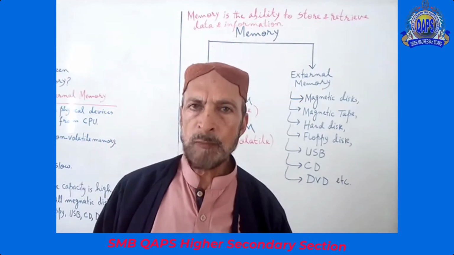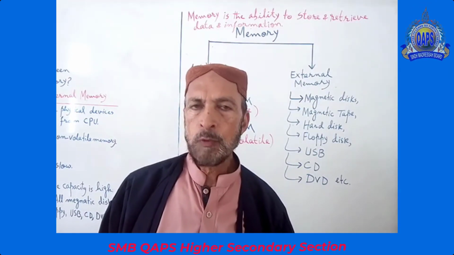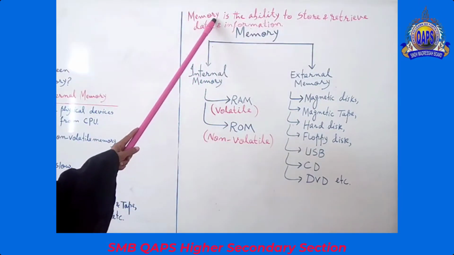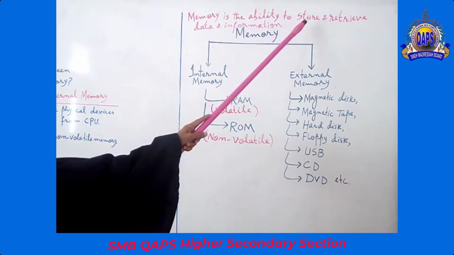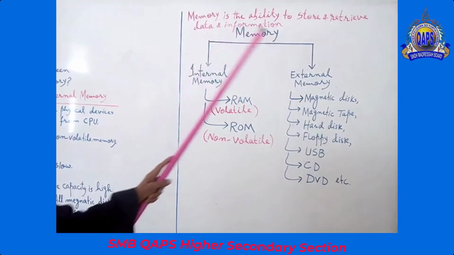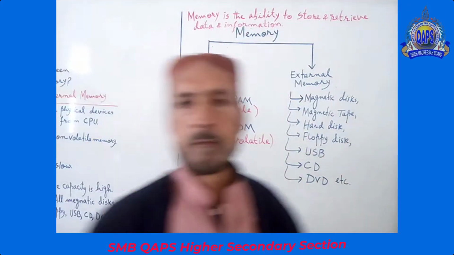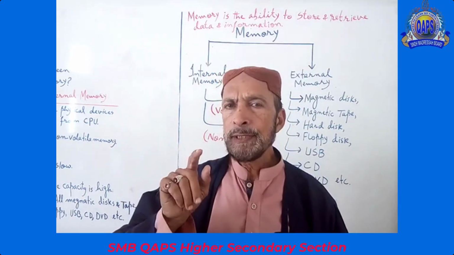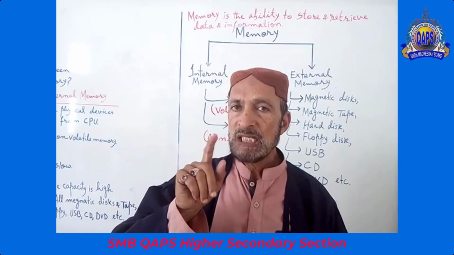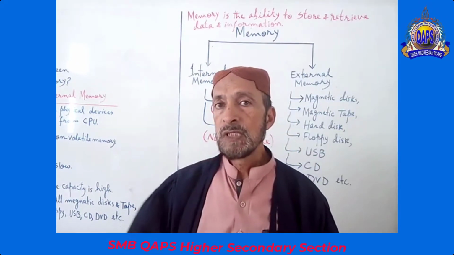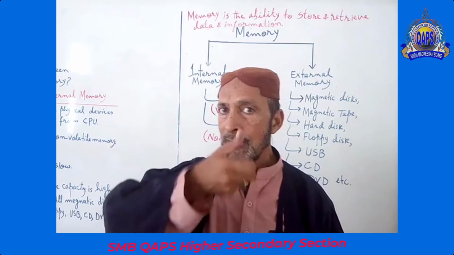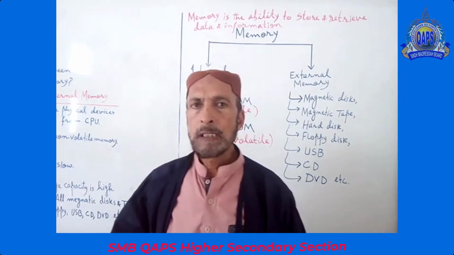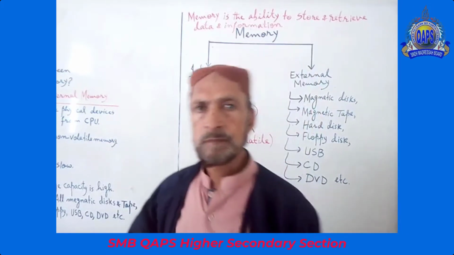What is memory of computer? Look at the board. Answer. Memory is the ability to store and retrieve data and information. Memory is the ability to store and retrieve or recall the data and information. Let me give you an example.